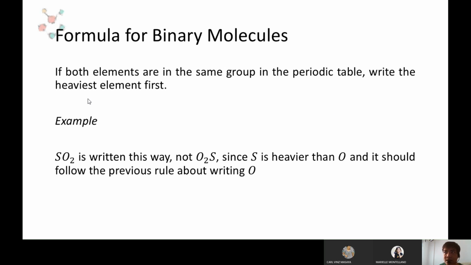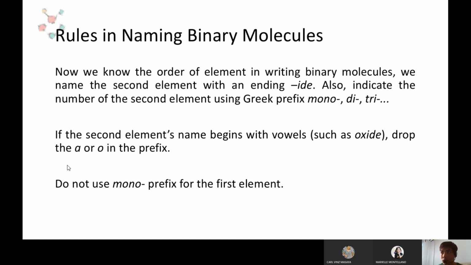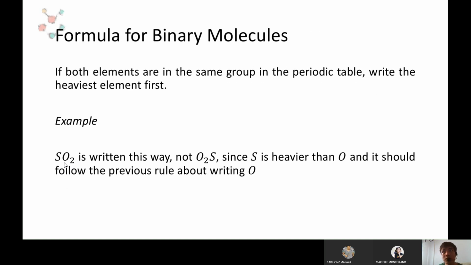Bakit? Kasi yung heaviest element, we write that first. Yung sulfur mas mabigat kaysa sa oxygen, so mauuna siya. Yung oxygen, since siya ay dapat nasa dulo parati, sa dulo siya. Okay? So ganun na lang magsulat ng binary molecules.